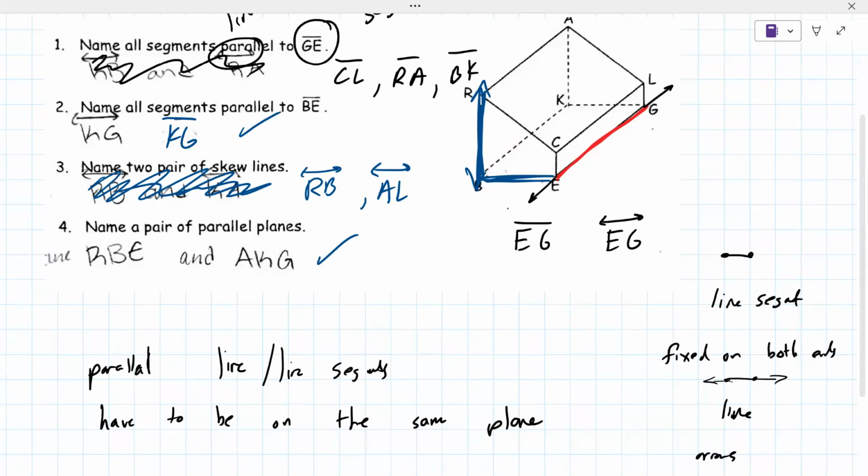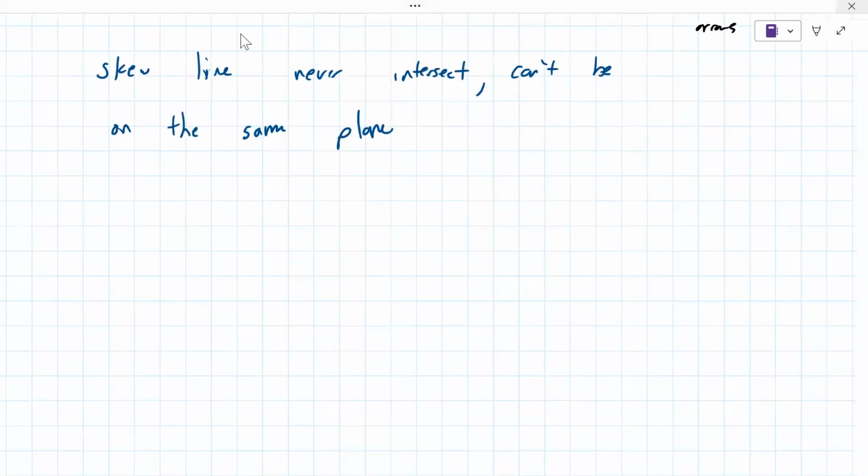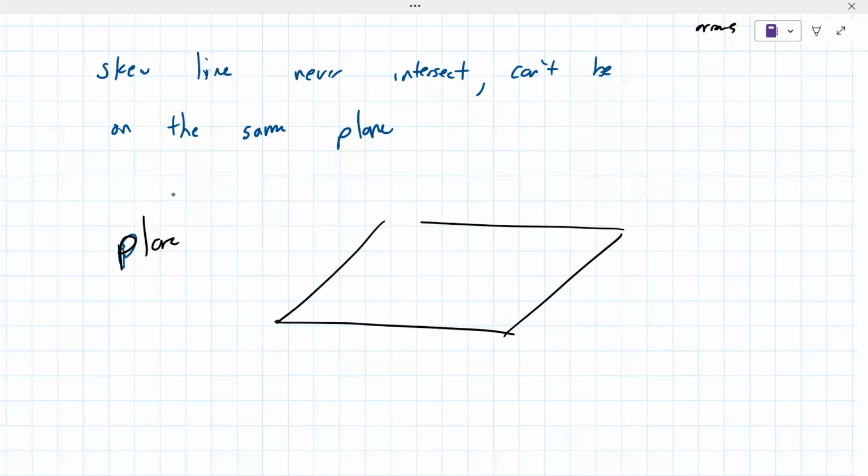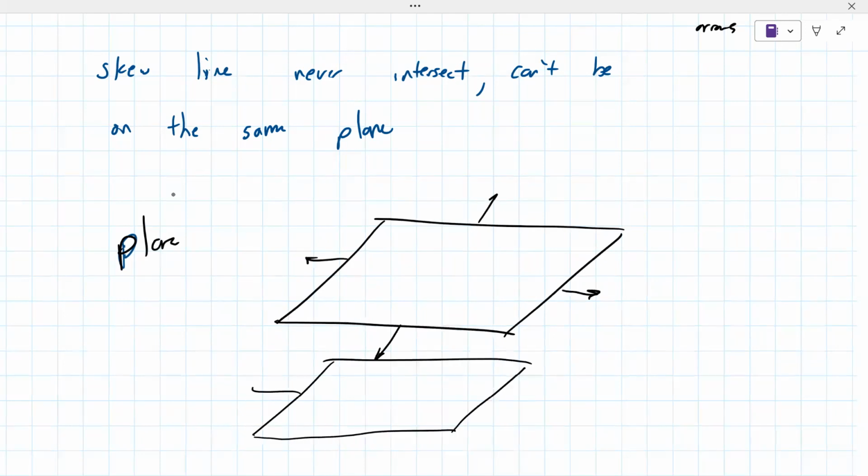Any follow-up questions to 1 through 4 before we move on to the next grouping? Can you explain like planes, what planes are? Yeah. So a plane is, think of a sheet of paper that extends infinitely in each direction. That's a plane. And they're parallel if they never intersect.